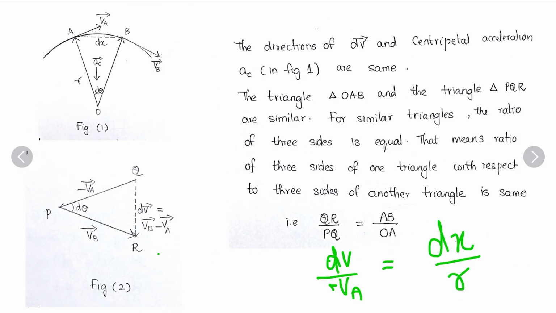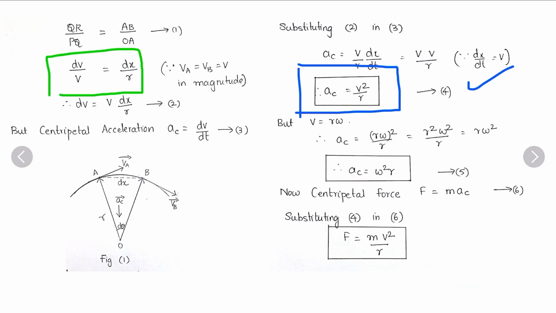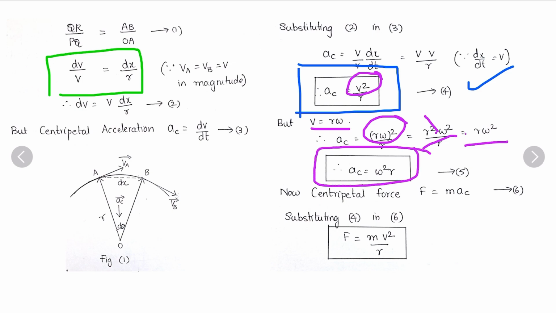And continue. V is equal to R omega. Substitute the V value here as R omega. So in place of V square, R omega whole square, you get R square omega square by R. One R will be cancelled, then R omega square. Therefore AC is equal to omega square R. This is another form of centripetal acceleration.